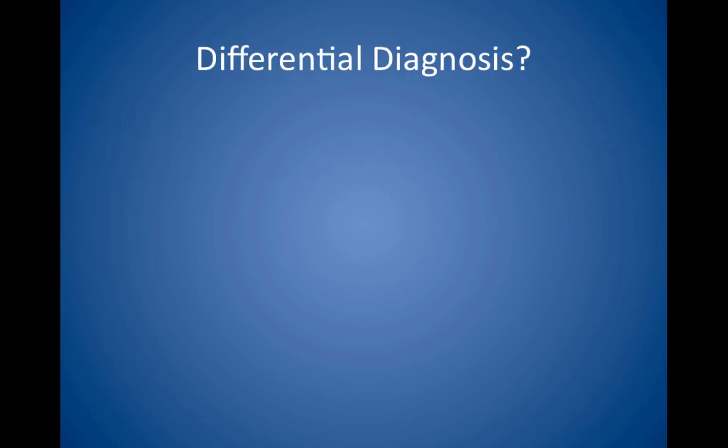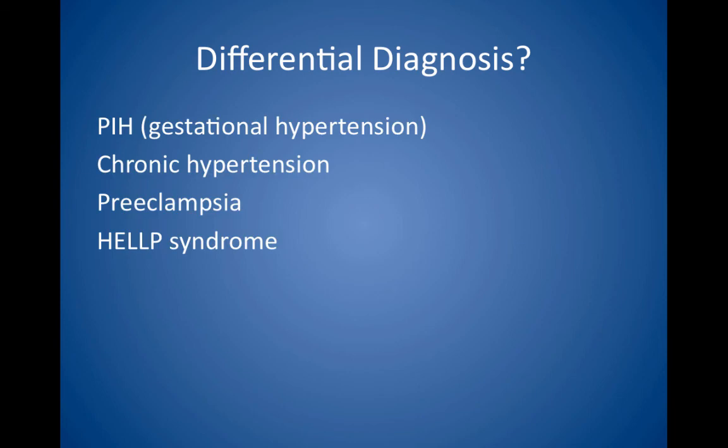What is a differential diagnosis? The differential diagnosis includes pregnancy-induced hypertension, also known as gestational hypertension, chronic hypertension, preeclampsia, and HELLP syndrome.